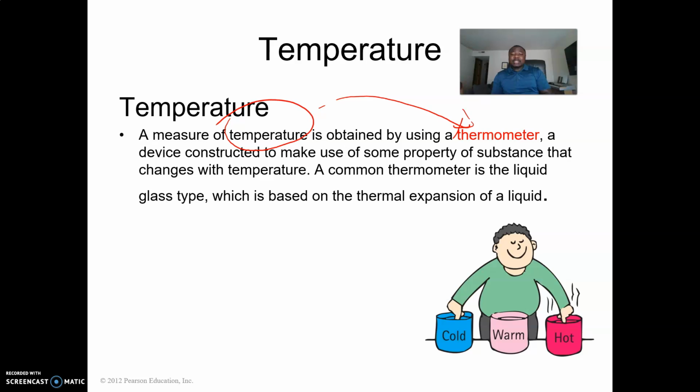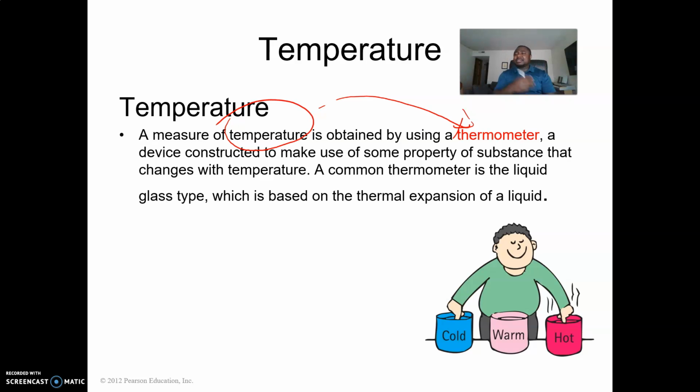A thermometer uses a property of a substance that changes with temperature. For example, if the temperature of a system changes, the thermometer has that property to change relative to that particular object. For example, if it's 40 degrees or whatever, the thermometer has that property to indicate that the temperature is 40 degrees, or maybe 70 degrees, or whatever the case may be.